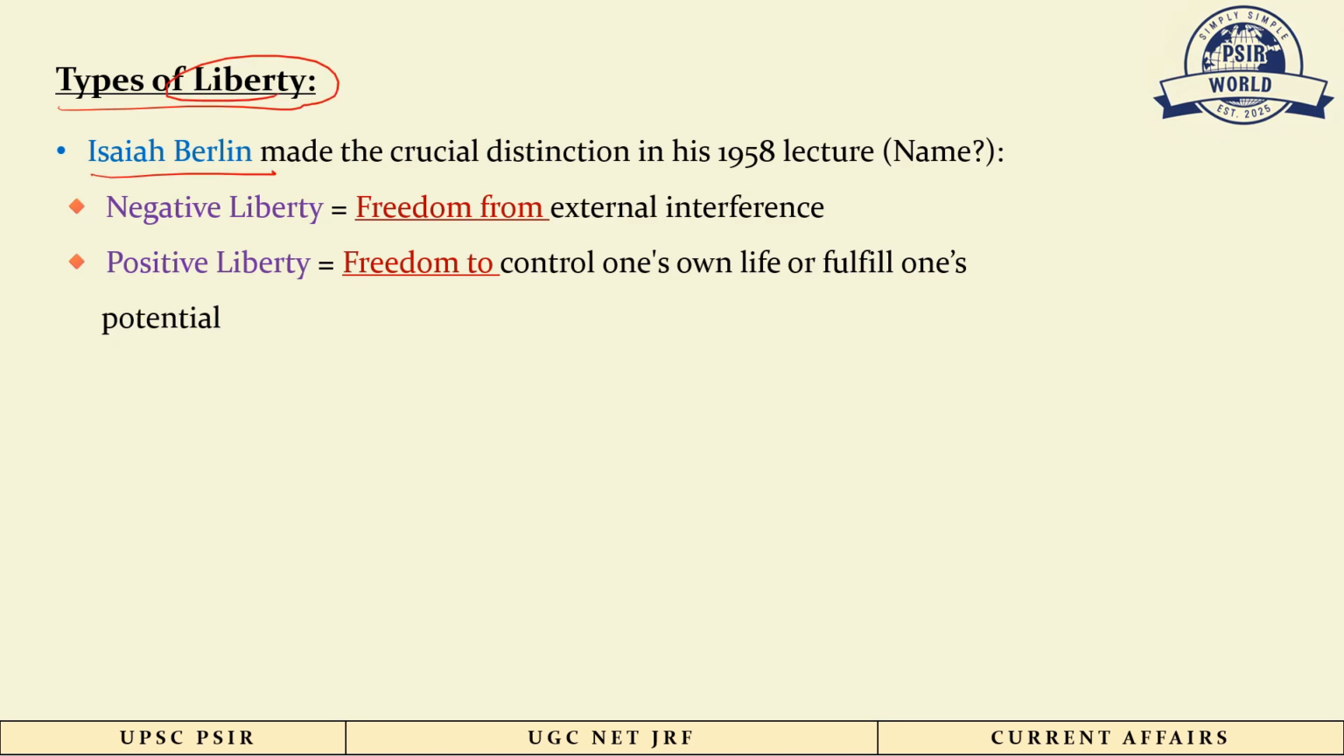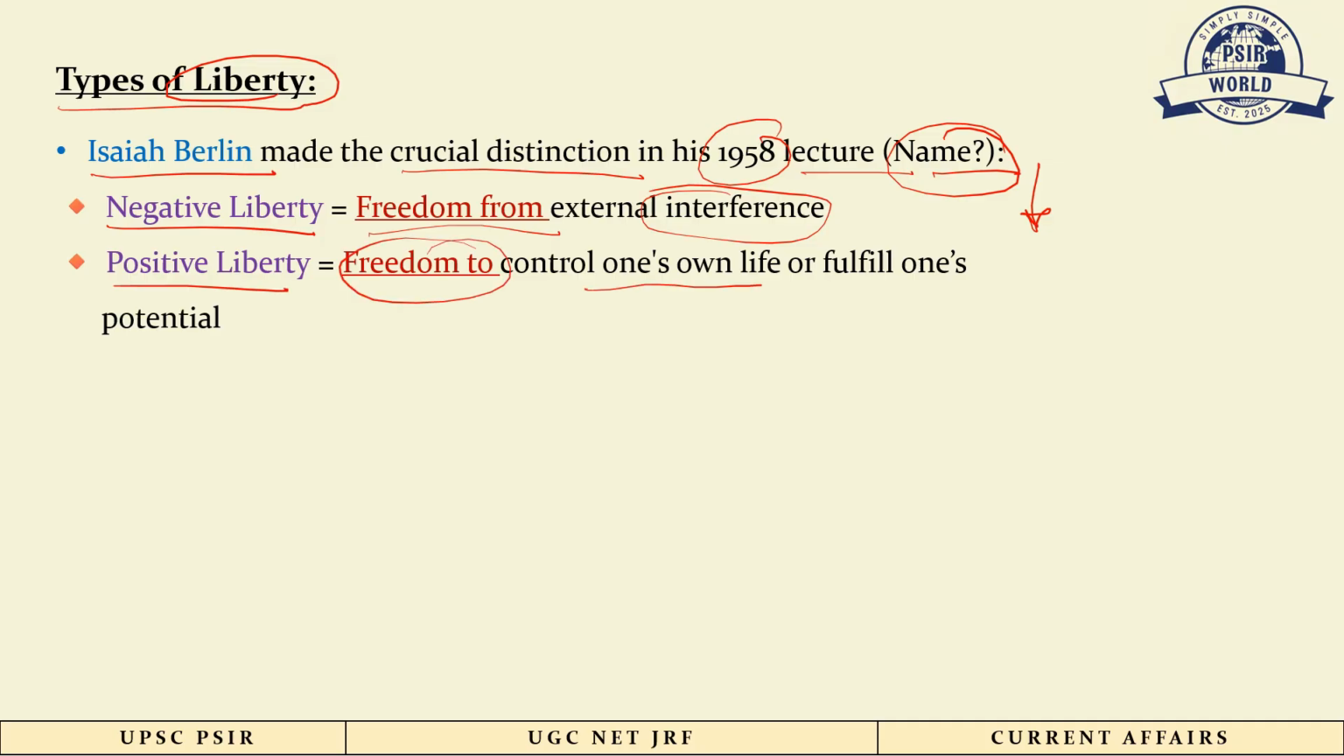Isaiah Berlin is the person who made a crucial distinction between two kinds of liberty in his 1958 lecture. What is the name of that lecture? If you know, comment below. So, he conceptualized two kinds of liberty: negative liberty, which he defined as freedom from external interference, and positive liberty, which he defined as freedom to control one's own life or fulfill one's potential. We'll understand these two kinds of liberty in detail in the next slides.